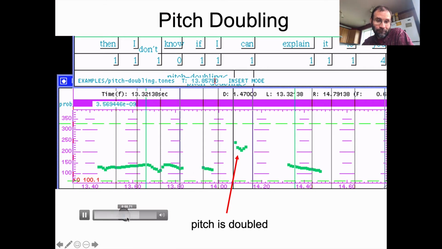Then I don't know if I can explain it to you. So his pitch doesn't actually go up that high here, but it just looks like it's going up high in the pitch tracker. Then I don't know if I can explain it to you.